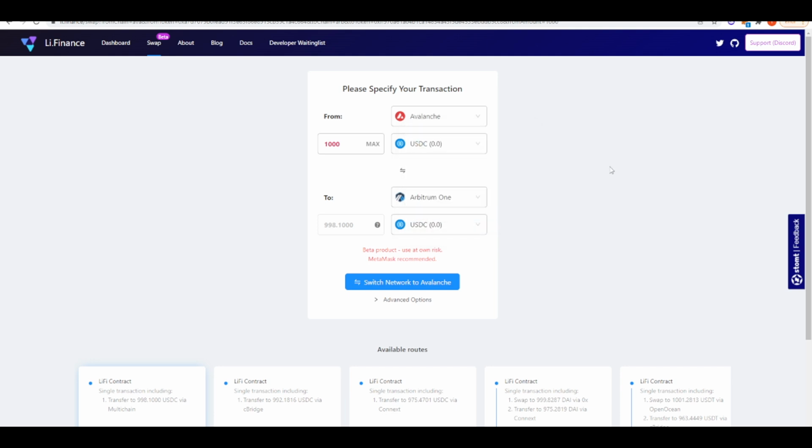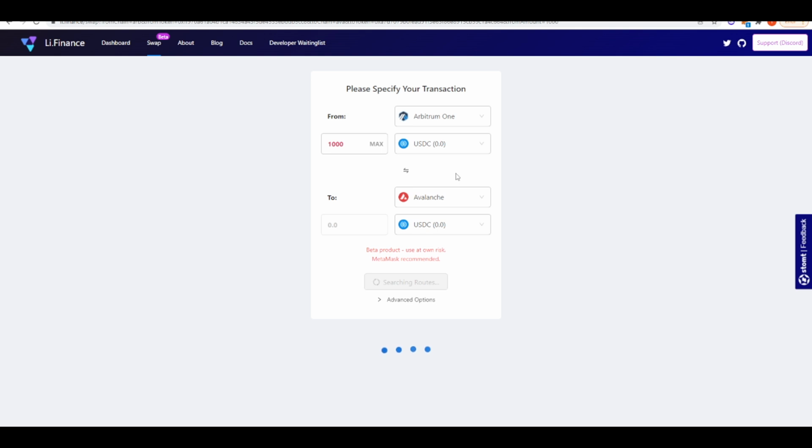Now, you may have heard that withdrawing from Arbitrum may take like 7 days and you don't want to deal with that. However, you do have projects out there like Hop Protocol which allow for instant withdrawals from Arbitrum, so you don't really have to worry about it too much.